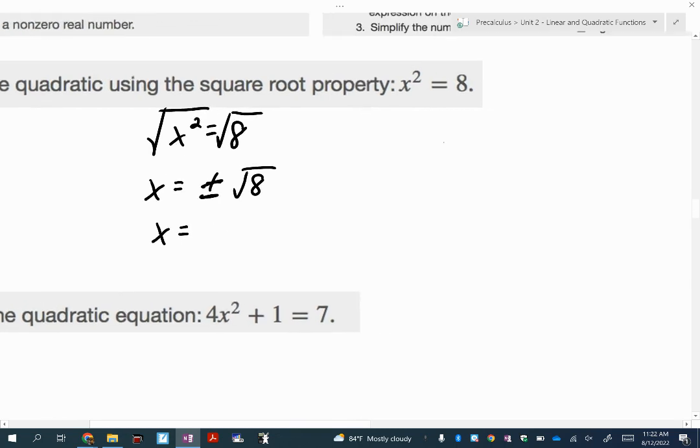If I want to break down that 8, I could break that down into the square root of 4 times the square root of 2. So simplified, it's plus or minus 2 times the square root of 2.